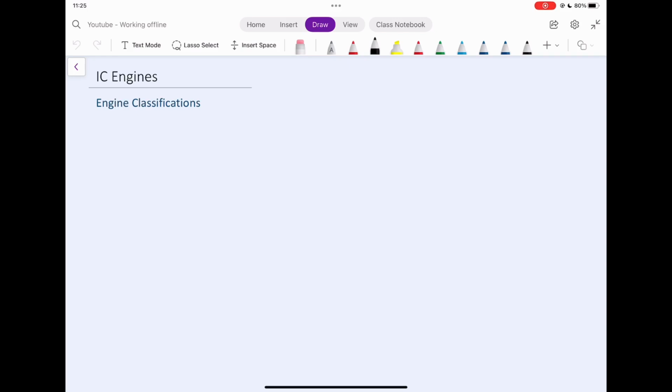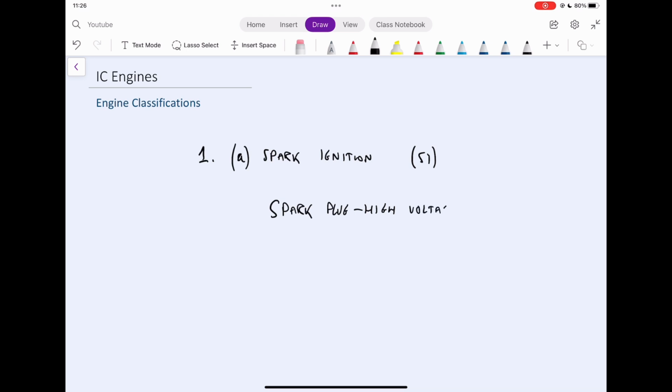Hey everyone, in this video we're going to be talking about engine classifications as part of a short video series on IC engines. We're going to be looking at different types of classifications of engines to be able to differentiate between engines. This is very important in order to get a better understanding of how we can classify engines in the future.